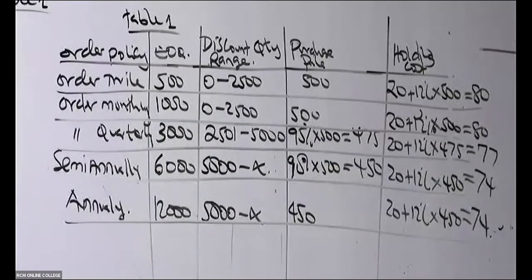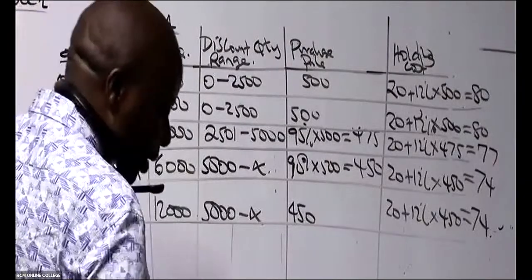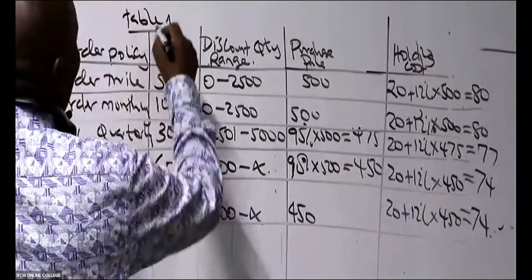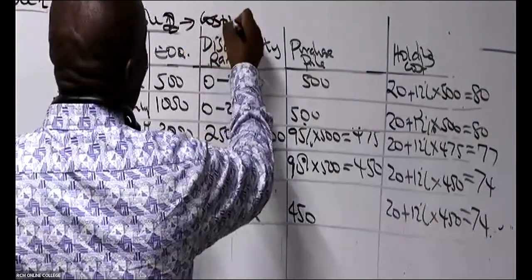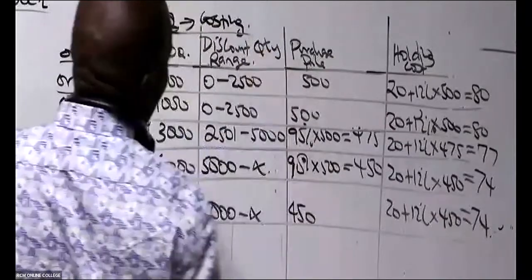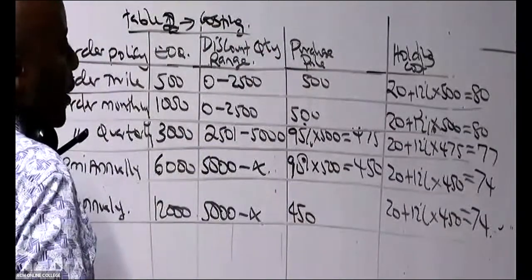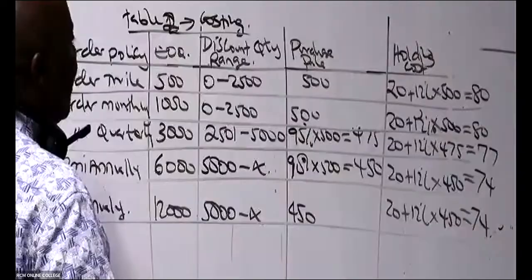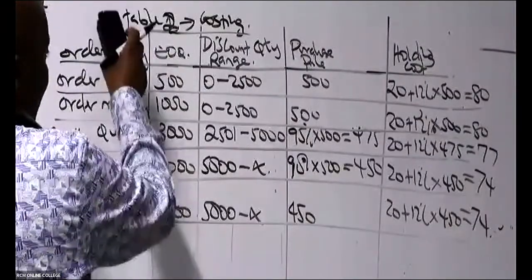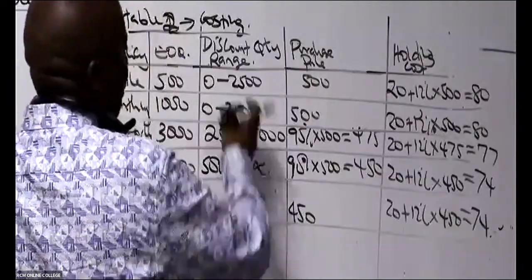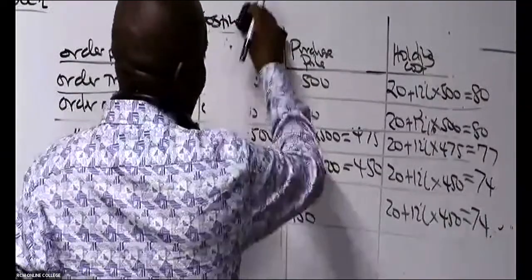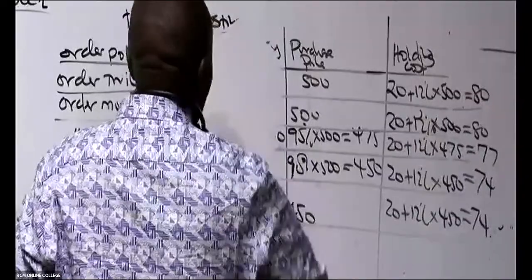Let me know once you're able to do table 1. Thank you so much. So then we do table 2 now. Table 2 basically is a costing table. Yeah, a costing table. You may not need so many columns, but you can have this one. You can have this one as well. Now this one I don't need. Purchase price I will need.